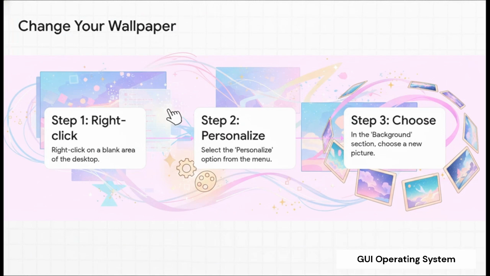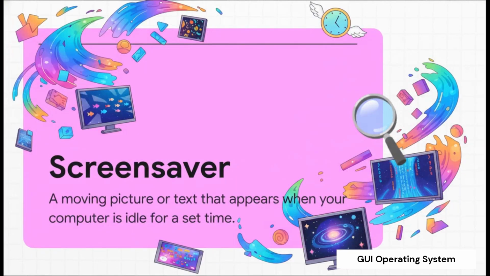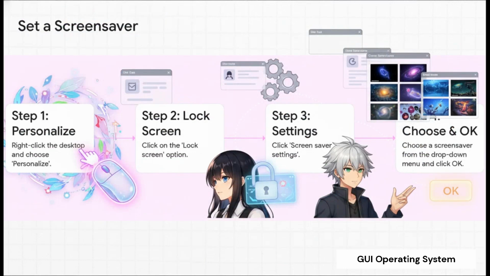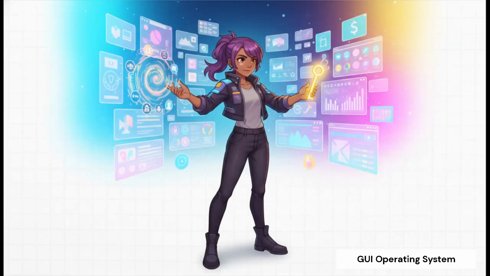It's that simple. Next up, we have the screensaver. You know what this is. It's that moving picture or animation that pops up when you've been away from your computer for a few minutes. It's just another fun way to give your machine a bit of personality. And setting it up is just as straightforward. You start the exact same way. Right-click the desktop and hit Personalize. But this time, you'll go to the lock screen settings. From there, you'll see Screensaver settings, and you can just pick one from the list. And you're done.